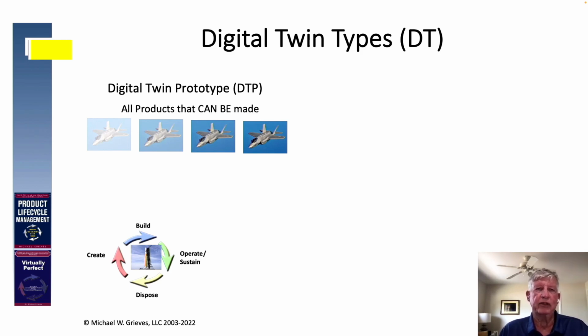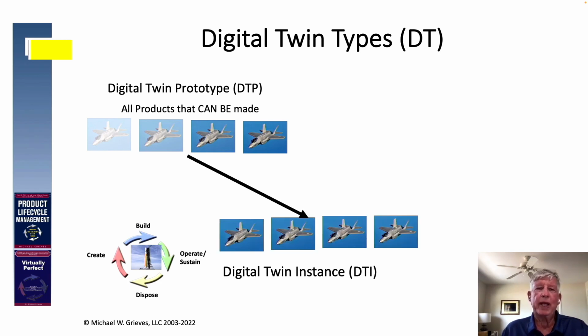And so this digital twin prototype covers all the products that can be made. So it is the product and its variants that we're going to make, and we basically need to have all the information about the product itself, and in essence, how the product is going to be manufactured and supported, so the means of production of that particular product. This is a generic version, and it has specifications with tolerances.